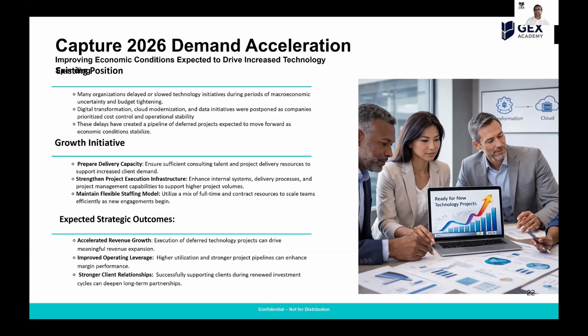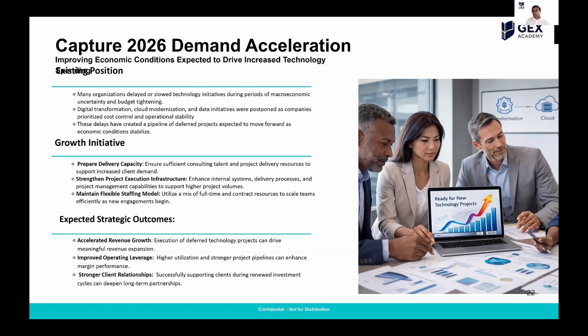It begins by describing the current situation, right? So over the last several years, many organizations faced economic uncertainty, budget constraints, inflationary pressure, and concerns about the broader business environment, right? So as a result of that, numerous technology initiatives were either delayed or postponed or phased over longer periods of time than originally anticipated.